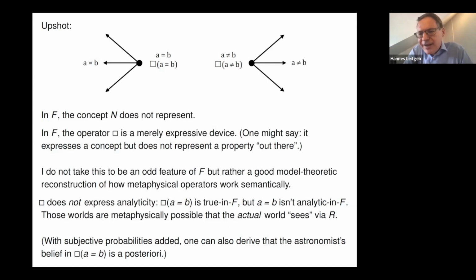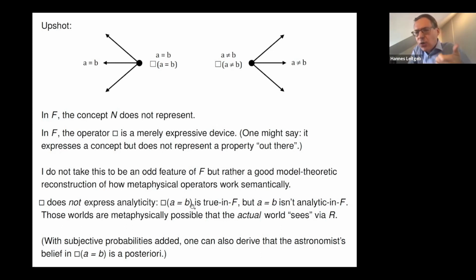And then again, you might think, you make the same mistake again of the old logical empiricists, right? You reduce metaphysical necessity to analyticity or so. No, I'm not doing that, okay? So the box here does not express analyticity. Here's an example. Box A equals B is true in the framework, but A equals B is not analytic in the framework, okay? So why is box A equals B true? Not because A equals B is analytic, it's not, okay? It's because the actual world only sees worlds in which A equals B is true.